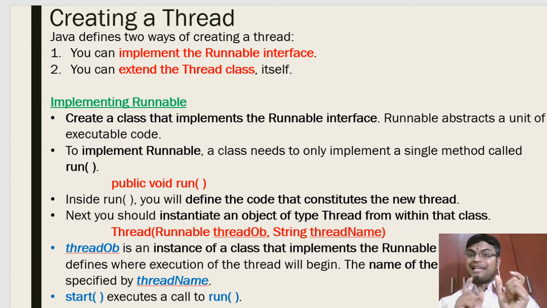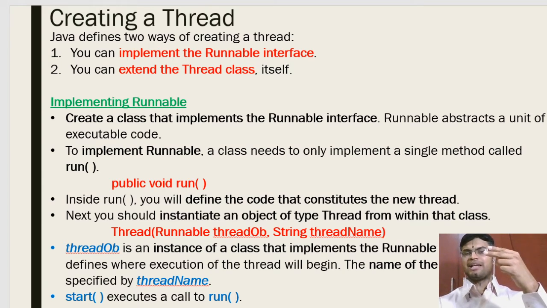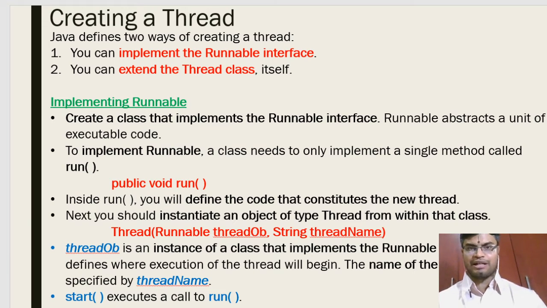Or a class can implement an interface. So in that case, you will write class implements an interface, right? So this is how you can implement interfaces and extend classes. So these are the two ways. One is you can implement the Runnable interface, or you can extend the Thread class. Two ways of creating threads in Java. So first we are going to look at how to create a thread by implementing the Runnable interface.